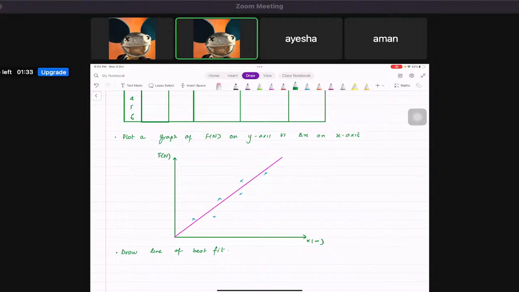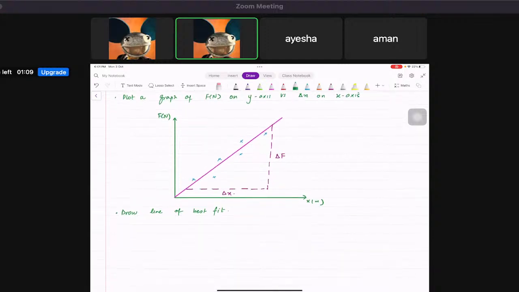And then you can simply find the gradient of the line. Okay, I need to use a different color. Usually in graphs we tend to take 2 points which are far away from each other. So then we could say that the gradient of the line will be equal to change in F over change in x, which basically is k, that is our spring constant that we are looking for.